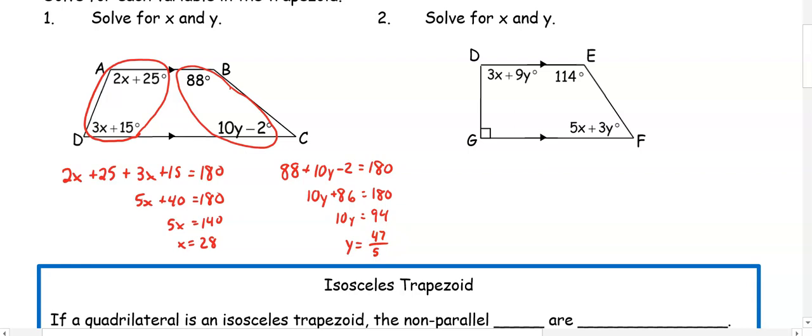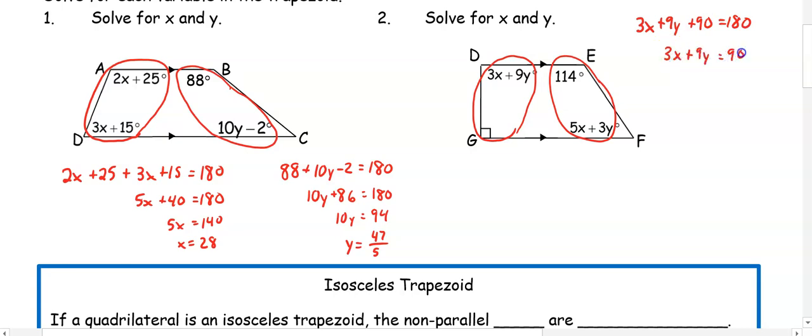In number 2, we want to solve for x and y. So again, we have our parallel sides. These angles are going to be supplementary with each other. So we have 3x plus 9y plus 90 is equal to 180. We can move over the 90, so we get 3x plus 9y equals 90. And then we have 5x plus 3y plus 114 is equal to 180. And we subtract, so 5x plus 3y is equal to 66. So we have two equations.